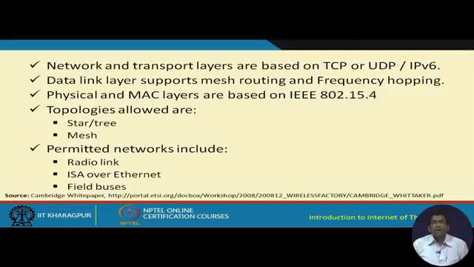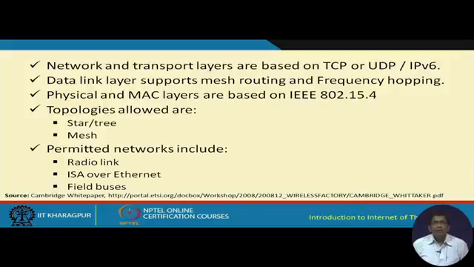The network and transport layers are based on TCP or UDP over IPv6, and the data link layer supports mesh networking with frequency hopping. So, frequency hopping spectrum is typically used in ISA 100.11a. The different topologies that can be used for implementing this standard are the star or the tree topology or the mesh topology as well. So, all these topologies can be used for implementing it, and the radio that is used underneath is based on 802.15.4 again.